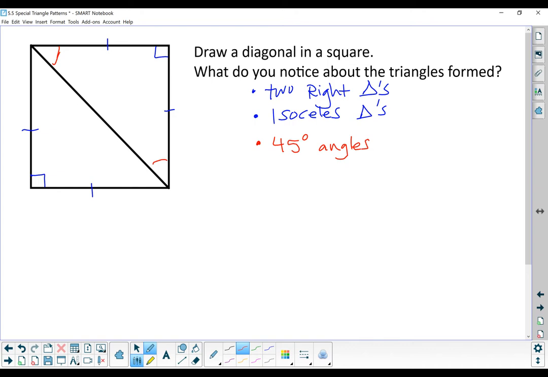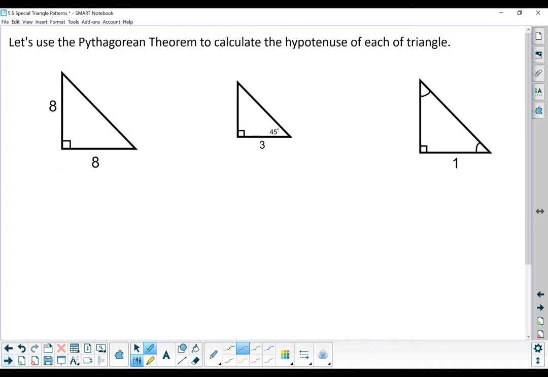So we're going to think about these triangles a little bit more. If we've created a right triangle with two legs that have the same length and each have 45-degree angles, we're going to use the Pythagorean theorem to calculate the hypotenuse, which was the diagonal in our square. So 8 squared plus 8 squared is equal to c squared. That's 128 is equal to c squared. And when we take the square root, we get 8 root 2 as our hypotenuse.